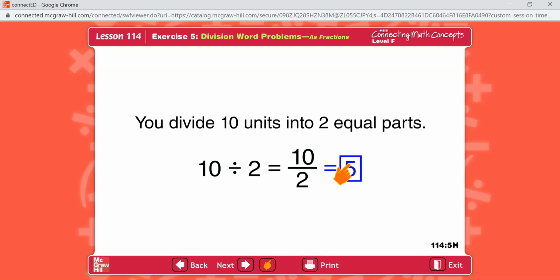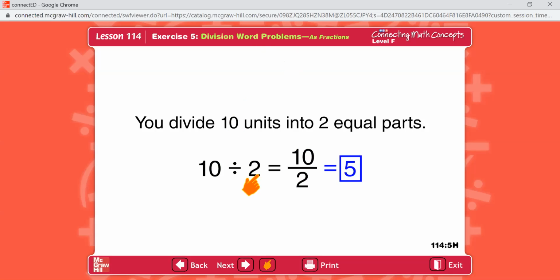Now, find part 3 in your workbook for some practice. You'll write the equation for each problem. If the fraction is more than 1, you'll show it as a mixed number or a whole number. Problem A, you divide 5 into 6 equal parts. Write the equation.